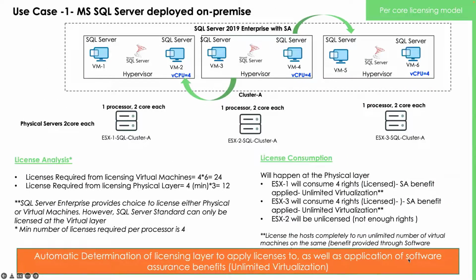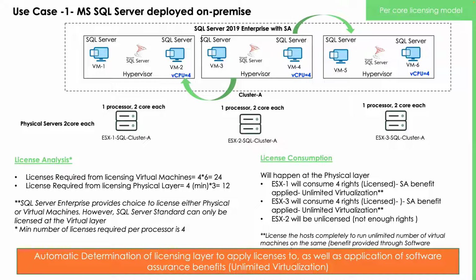It looks at your installation base and determines whether you have got SQL Server Enterprise or Standard. And then it combines both of them together to determine what is the cheapest way to license. So in this particular case, ServiceNow has determined that it's cheaper to license at the host layer because the number of rights required are just 12. And if you license at the virtual machine layer, you'll require about 24 rights. And hence that automatic license assignment happens at the host layer, and you basically determine your license compliance position.